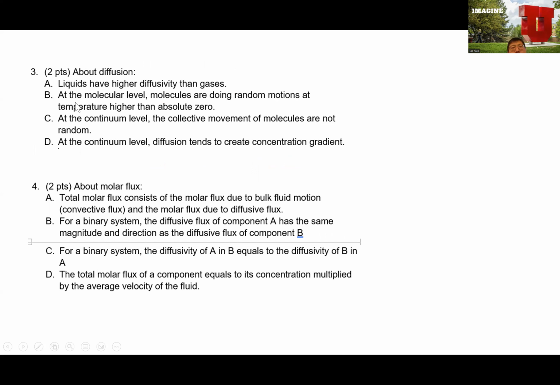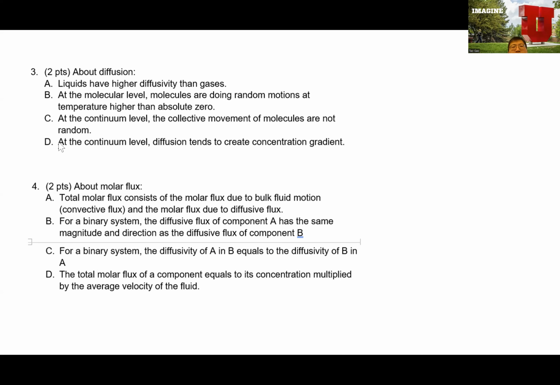For problem 3, most of them are pretty obvious. You can find the answers from your lecture notes. The same here, I deliberately added some traps just to see if you can tell. One trap is, for sure, liquids have higher diffusivity than gases. That's not true, right? In a general sense, that's not true.